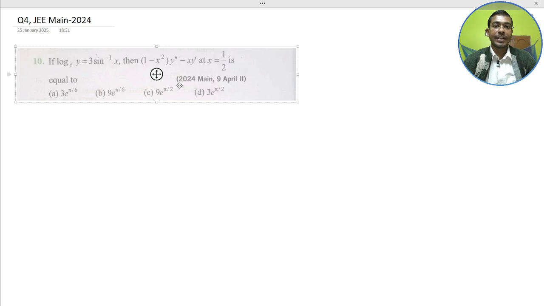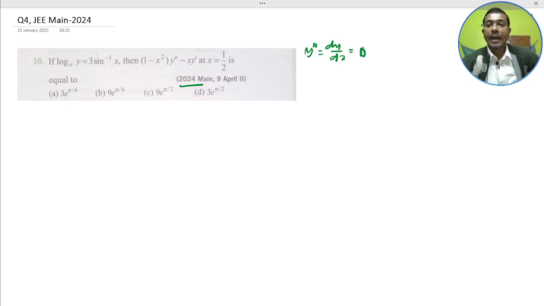Question number 4, a recent type of question coming in JEE Main 2024, says that if log y equal to 3 sin inverse x, then (1 minus x square) y double dashed minus x y dashed at x equal to half is equal to what? Y double dashed means d square y by dx square, means capital D square. Y dashed means f dashed x, means dy by dx, means y1.